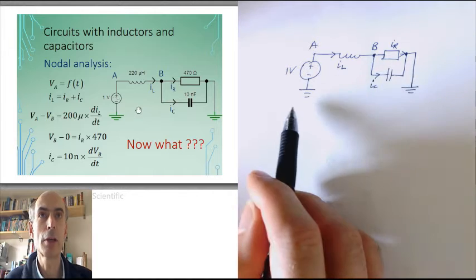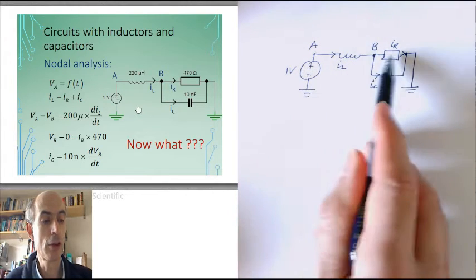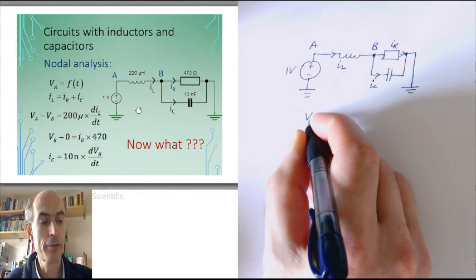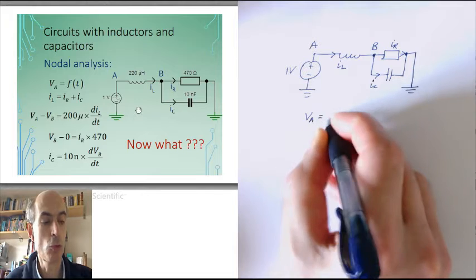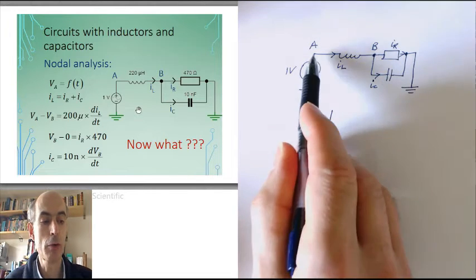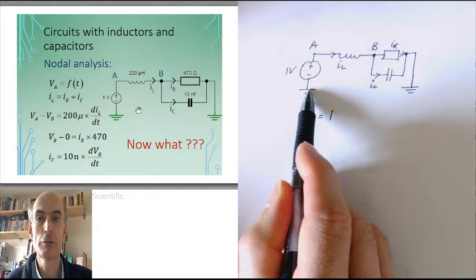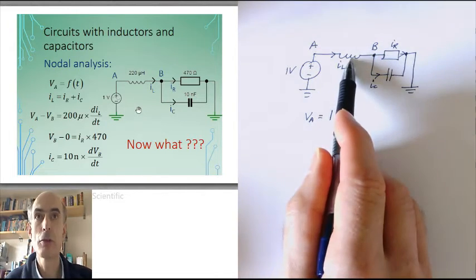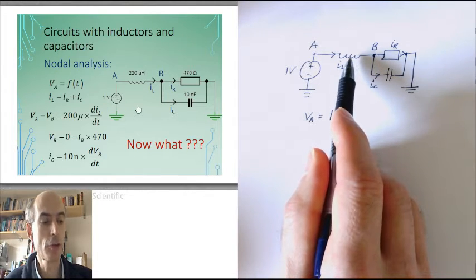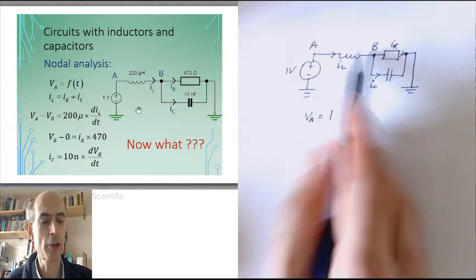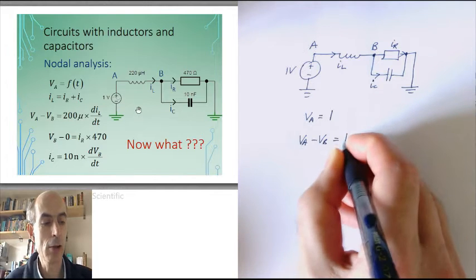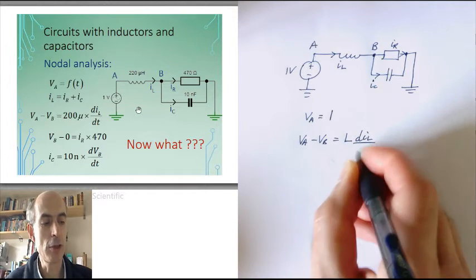I then have to write equations for all of these individual components. For the voltage source, the equation is that VA is equal to 1 volt because it's 1 volt above the local reference ground. That's what the voltage source does. The equation for the inductor tells me that the current through the inductor is related to the voltage across the inductor by VA minus VB is equal to L times dIL/dt.